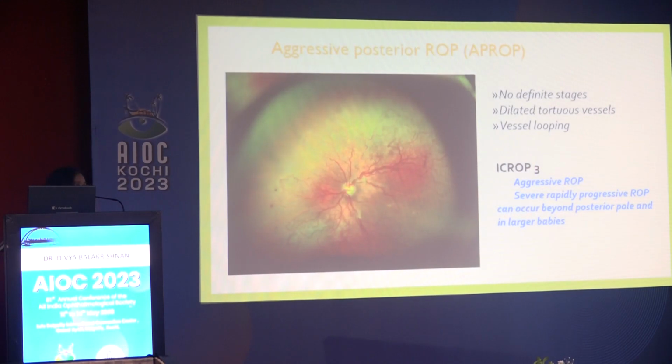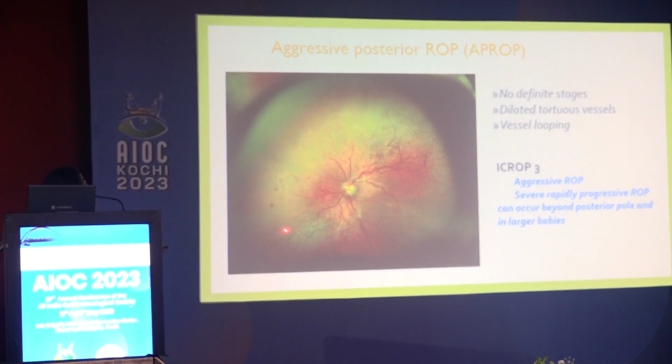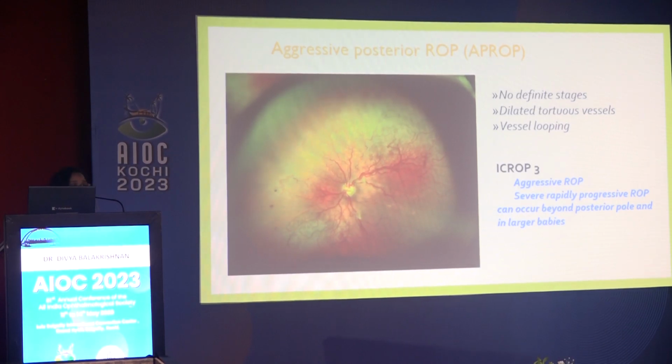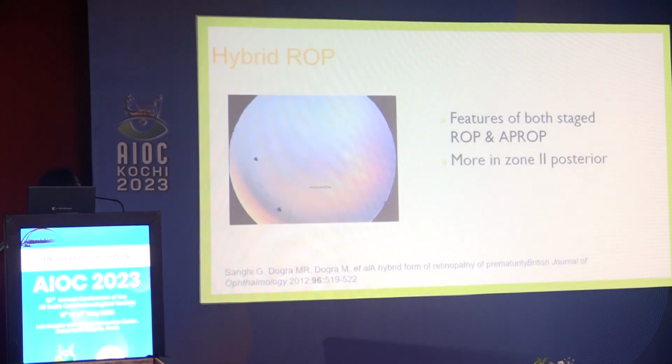And another addition which came up later is aggressive posterior ROP, which means you don't see those classically described stages over here. You see a loop, like a network of vessels all around. You don't see the stage 1 demarcation line or anything. And the recent addition to this is you don't use the word posterior, because earlier it used to be in very low birth weight babies and it used to be in the posterior zone 1. But now we do see this in bigger babies and even beyond the posterior zone. So now it is called aggressive ROP only, not aggressive posterior ROP.